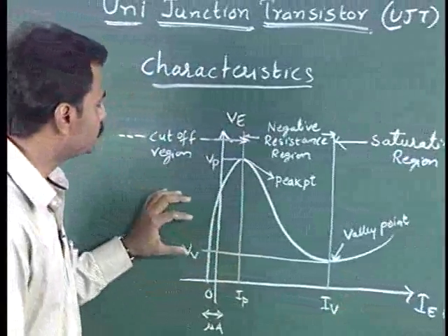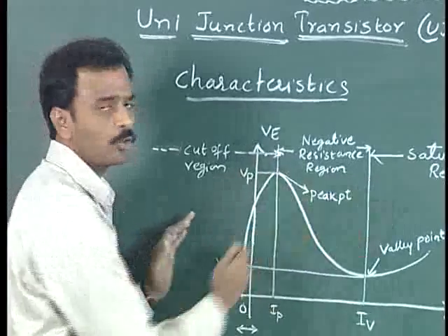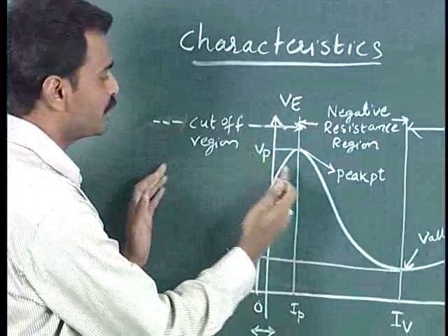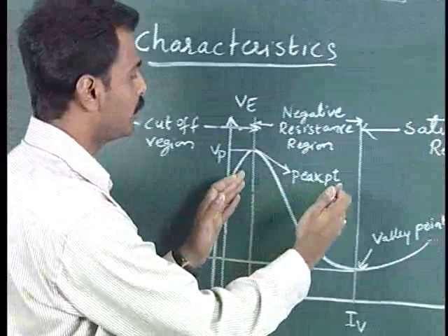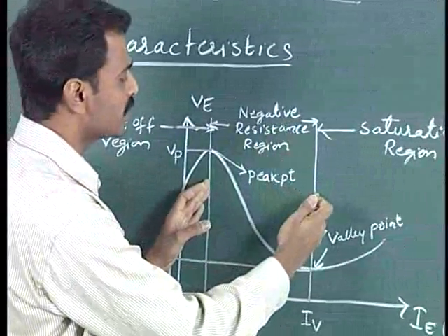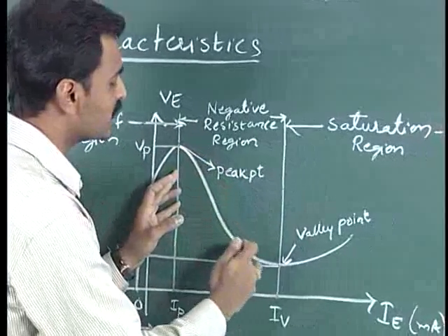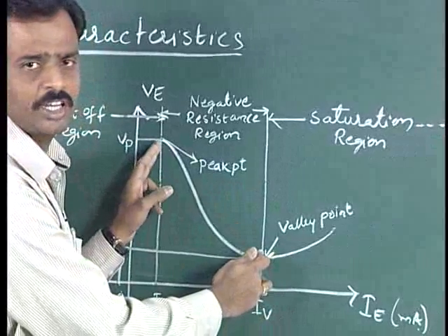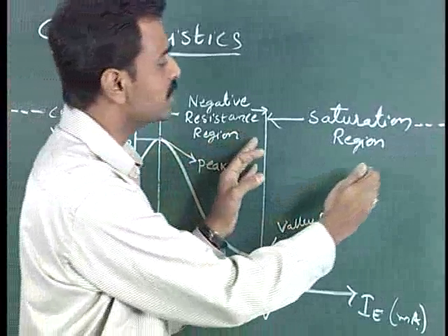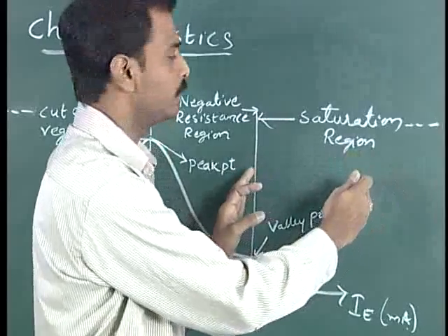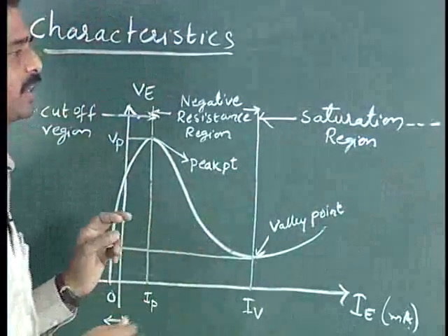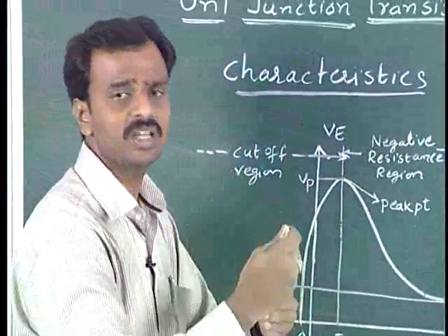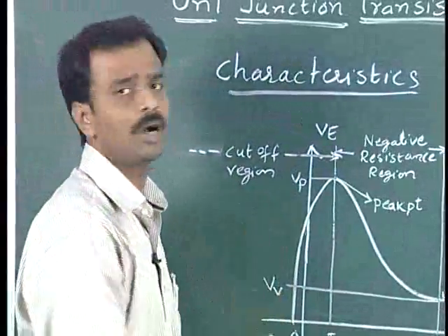Now, as we have seen, these characteristics are divided into three different regions. One is called the cutoff region, up to this stage, and between this and the next is called the negative resistance region, as the voltage is decreasing even though we are increasing the current. Hence we call it the negative resistance region, and the third one is the saturation region. Now we'll see one by one how the UJT shifts from one region to another during operation.